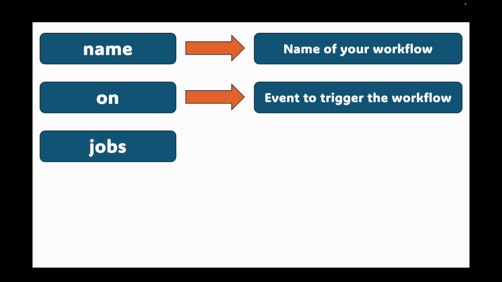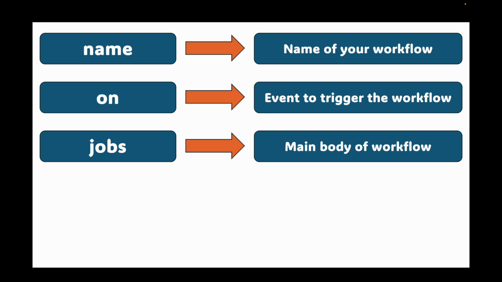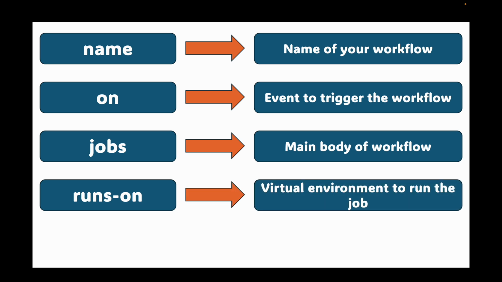Then you have your jobs. Now this is the main body of your workflow. This is where we will define the actual logic of your CI/CD. Now a workflow can have more than one jobs that can run sequentially or even in parallel. Then you have runs on. Now this is where we specify the virtual environment where our jobs will be running. For example, Ubuntu latest or Windows latest or Mac OS latest. As to basically the virtual machine where you want the instructions that we give in the jobs to execute. And then we have your steps.